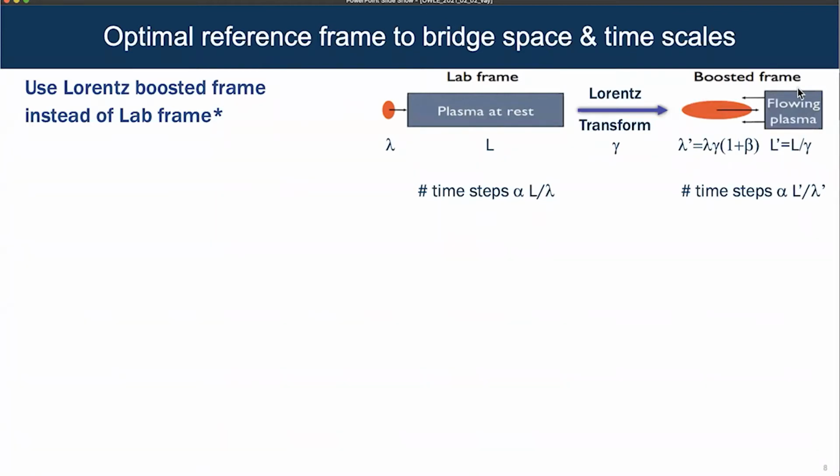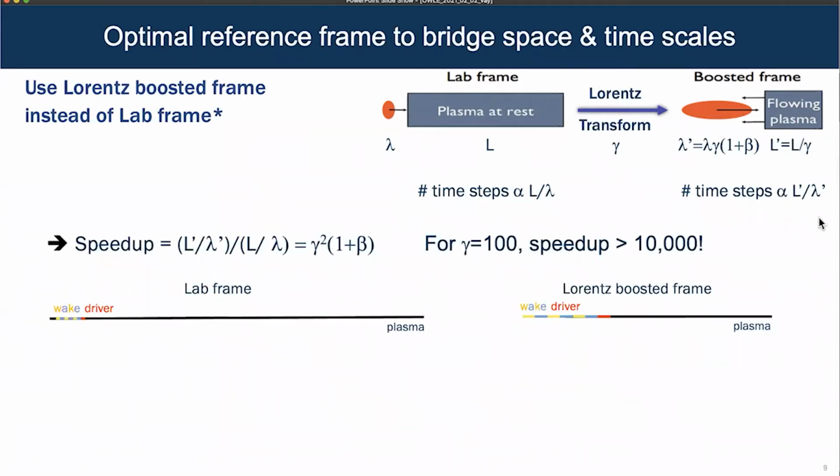If now you choose a boosted frame that goes at a velocity with a relativistic factor gamma, you now have contraction of the plasma by the gamma factor, dilation of the laser wavelength by gamma times 1 plus beta, and the number of time steps is now the ratio of the new length of the plasma divided by the new wavelength of the laser. So if you compare the number of time steps in the boosted frame to the lab frame, you have a factor gamma squared times 1 plus beta.